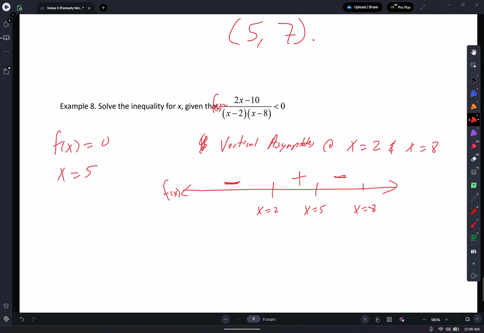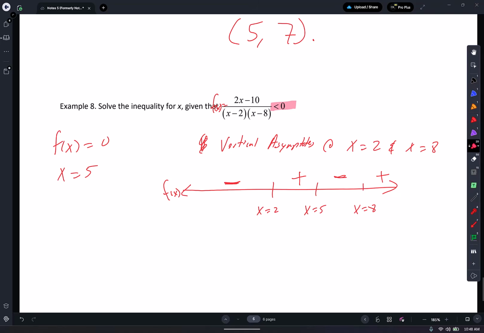10. Okay, now everything's going to be positive. 2 times 10, 20 minus 10, that's positive. 10 minus 2, positive. 10 minus 8, positive. Everything's positive, so this is going to be positive.